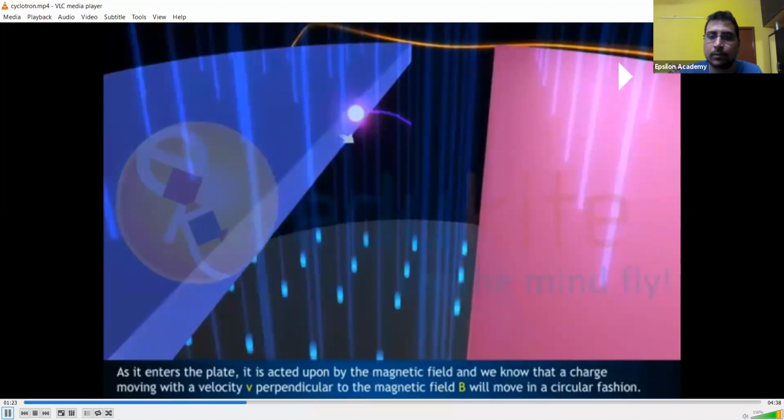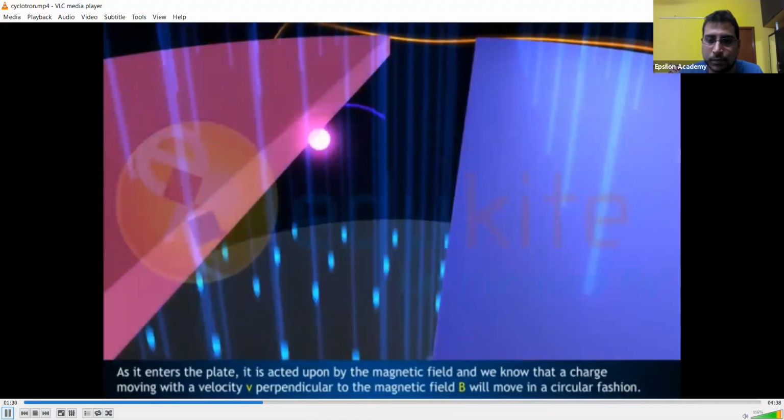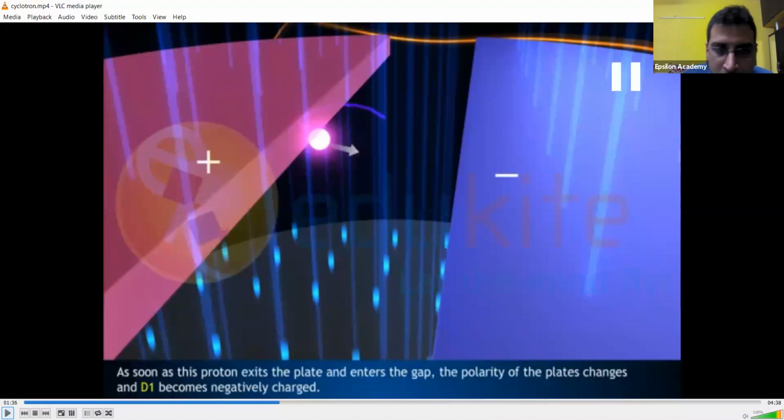When it enters the plate, it is acted upon by the magnetic field, and we know that a charge moving with a velocity v perpendicular to the magnetic field B will move in a circular fashion. Okay, now what will happen? It would have completed half a revolution by the time it is leaving the plate. At that point of time, they will reverse the polarities. When they reverse the polarity, what are they trying to do? Have it as a cycle.